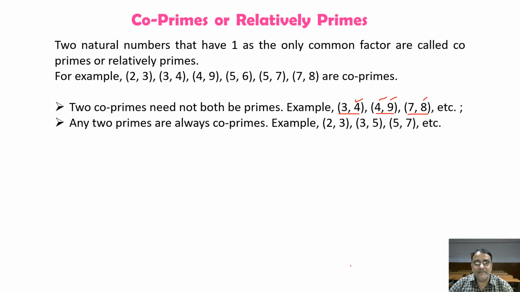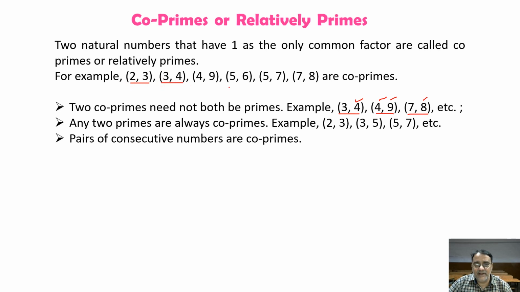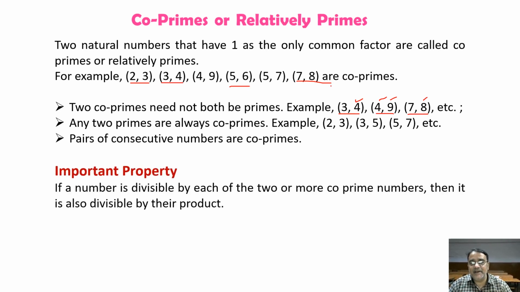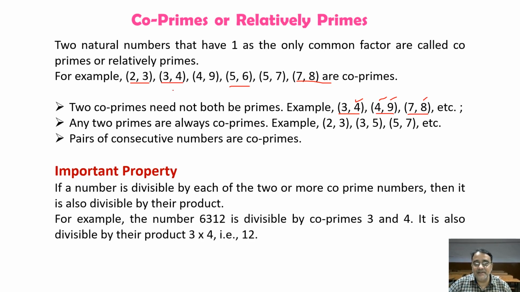Pairs of consecutive numbers are co-prime numbers. Any consecutive numbers like 2, 3; 3, 4; 5, 6; 7, 8. These are all co-prime numbers. Now a very important property is that if a number is divisible by each of 2 or more co-prime numbers, then it is also divisible by their product. For example, 6312 is divisible by co-primes 3 and 4, so it is also divisible by their product, that is 12, 3 into 4.